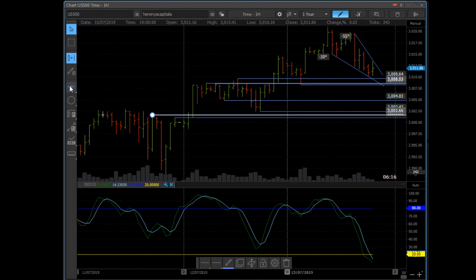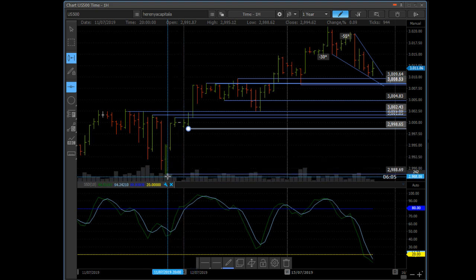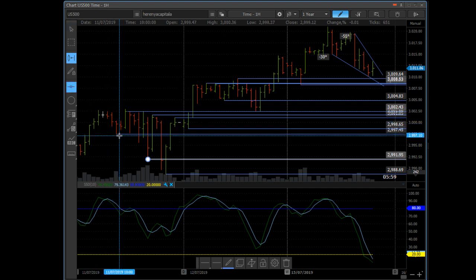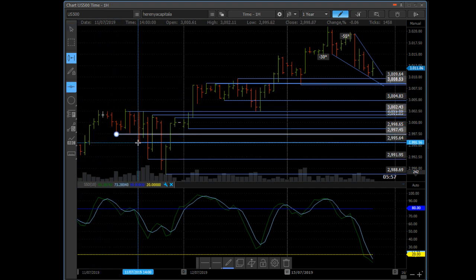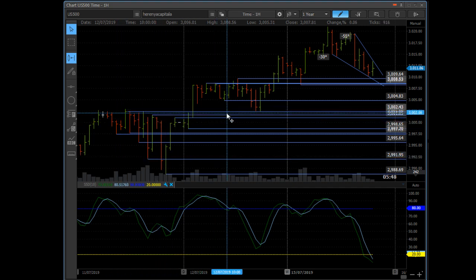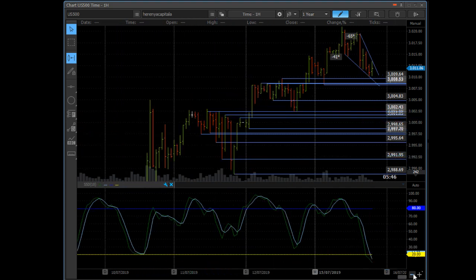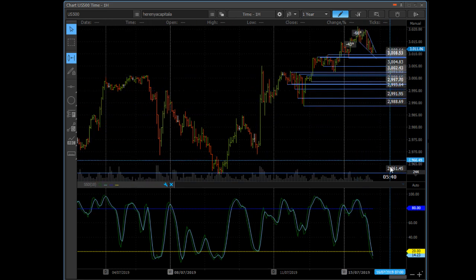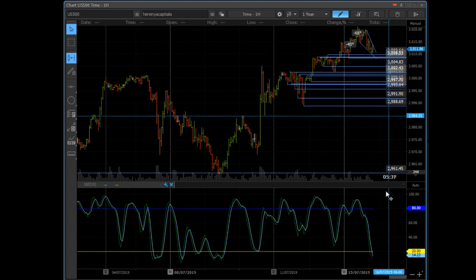Sorry, this is a bit tedious at times, but basically I'm identifying points of support and resistance according to the Mark Williams method. Bang. Okay, so that's a whole lot of lines, right? But those are your support resistance areas, okay? So these could be levels that you could be trading off of.